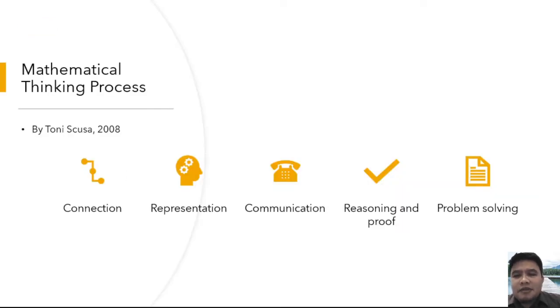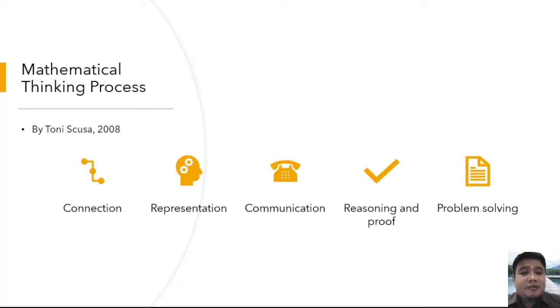Alright, some processes have been outlined by Tony Scosa 2008 about mathematical thinking process. So I start with process number 1. We call it connection. A student who is successful in making mathematical connections likes to see how mathematical ideas are related. They can connect a new problem to the old by asking, where have I seen a problem like this before? They like to see how mathematical ideas or concepts are connected to other subjects and the real world. They can easily connect familiar ideas to new concepts or skills. They like to know when others think of the solution strategy in a different way.